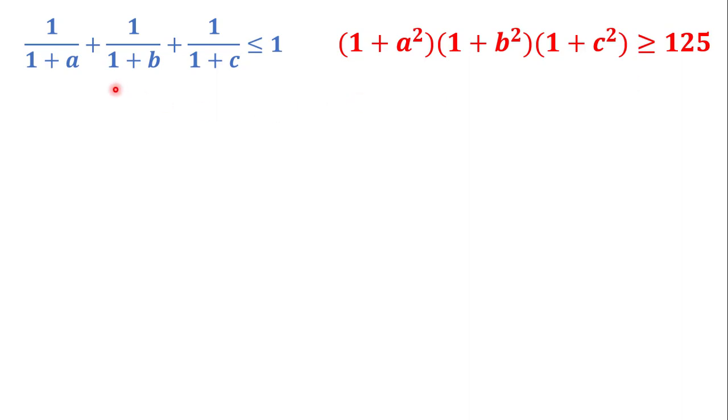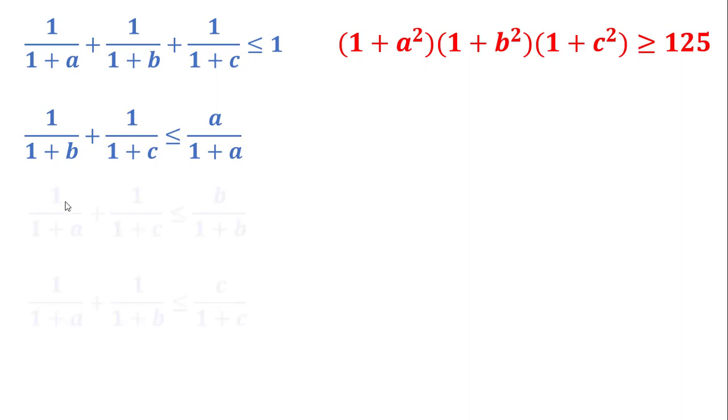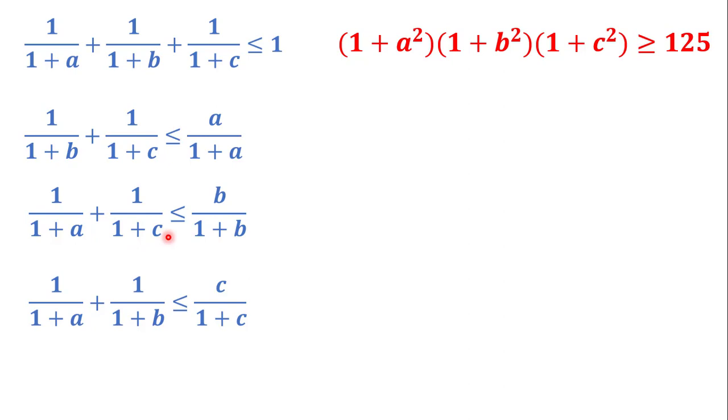In the first step, we start from this expression and move 1 over 1 plus A to the other side. 1 minus 1 over 1 plus A, by making a common denominator, is going to be A divided by 1 plus A. By using the same way, we can write 1 over 1 plus B plus 1 over 1 plus C is less than or equal to A over 1 plus A, and 1 over 1 plus A plus 1 over 1 plus C is less than or equal to B over 1 plus B, and 1 over 1 plus A plus 1 over 1 plus B is less than or equal to C over 1 plus C.